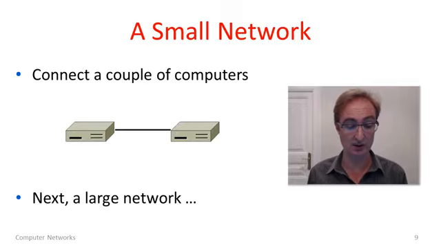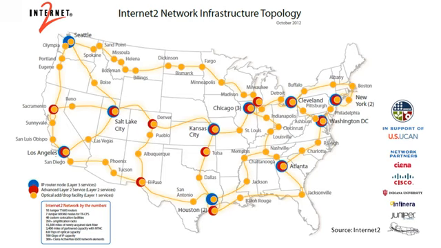Here's a small network, just connect together a couple of computers here, and we're done. Of course, we can also have large networks. Here's a large network. This is a picture of the topology of the Internet 2 network. That's a large educational and research network that's used in the continental United States. The circles here just represent the different sites, which will have different kinds of routers or switches and other equipment.